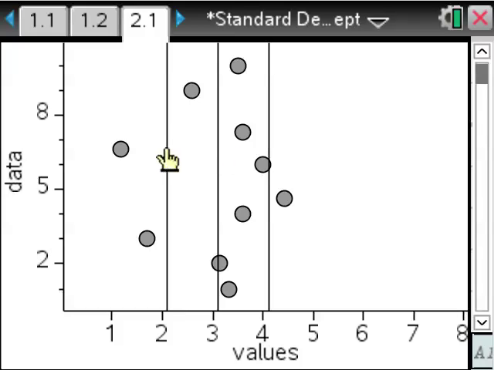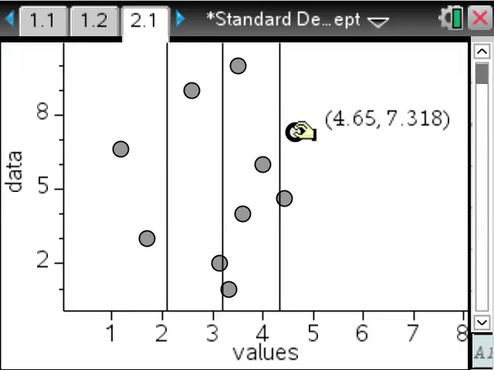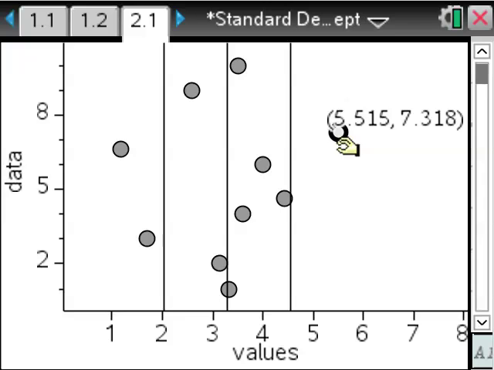one standard deviation below the mean, and this is one standard deviation above the mean. Now at the moment I've got 3 data points that are sitting outside of this one standard deviation either side of the mean, and if I try and move one point out to try and get 4 points, I can get 4 points briefly, but then it goes back to 3.